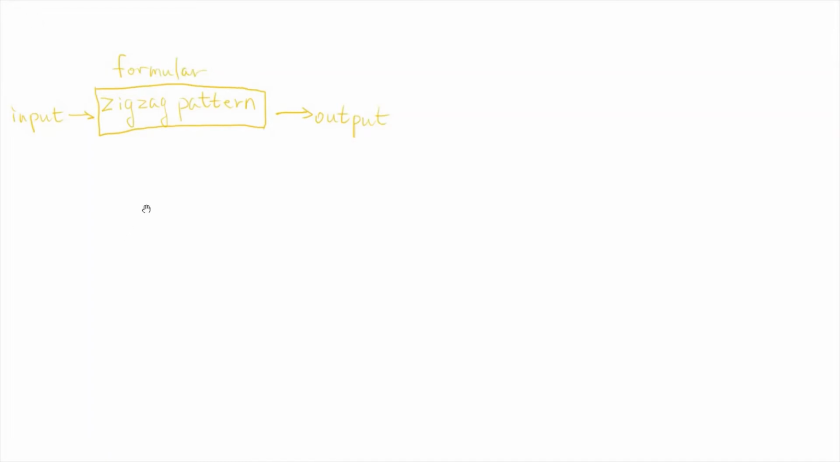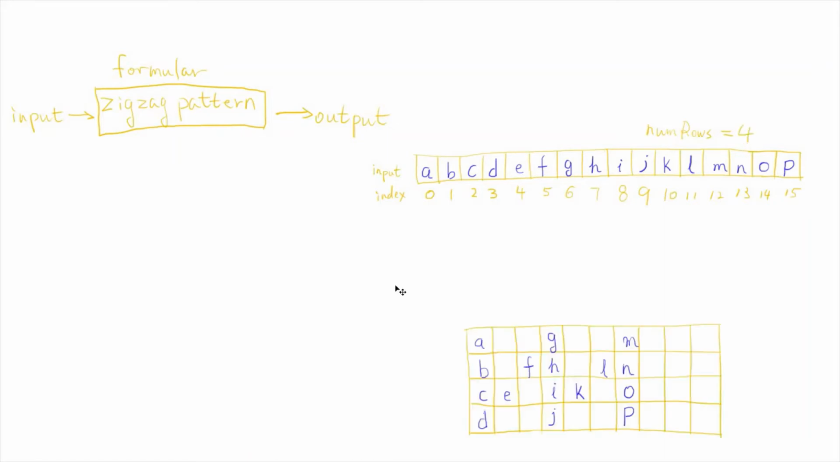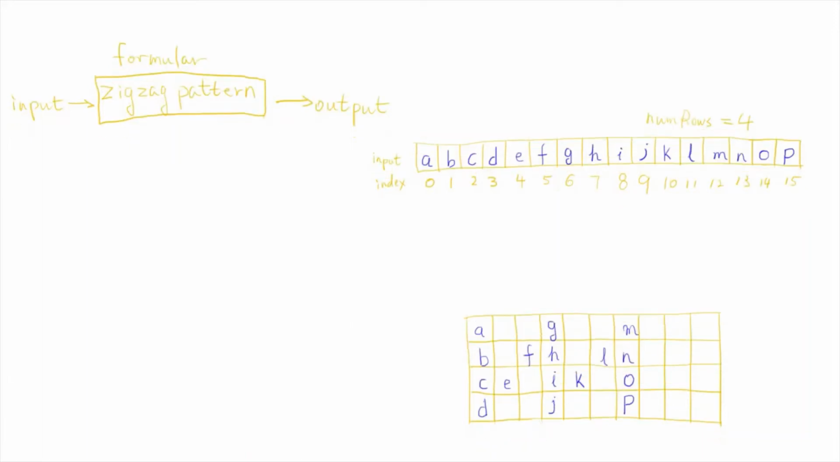Let's analyze this approach with an example. For example, here is our input string. The characters in the string are from A to P. Let's say we are going to put these characters into a zigzag pattern of 4 rows. The num of rows is equal to 4. Here is a matrix of the zigzag pattern.